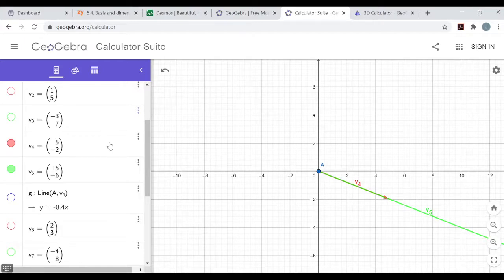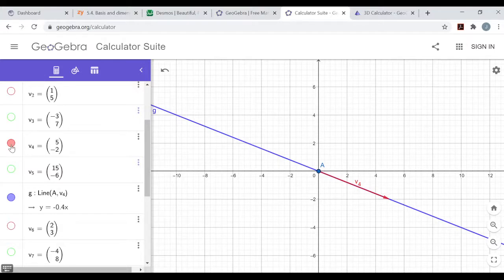So the span of one will be equal. The span of both of these is equal to just the span of one of them. Let me just get rid of these two now. The span of this vector will be this line. Remember, I said that in the beginning: the span of a single vector is a line containing the origin. So the span of the red vector is this line.